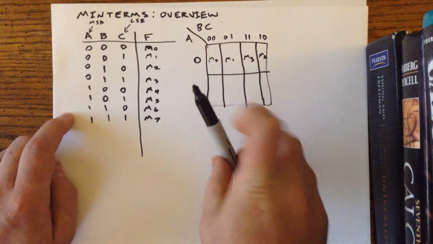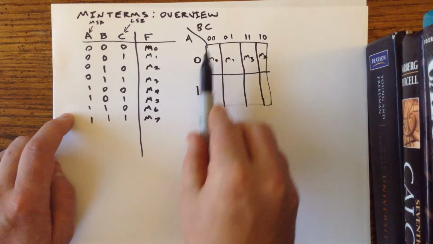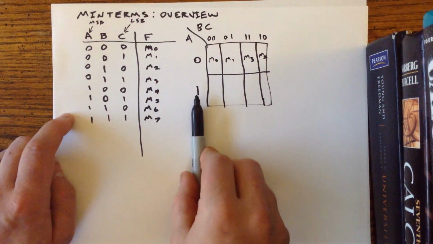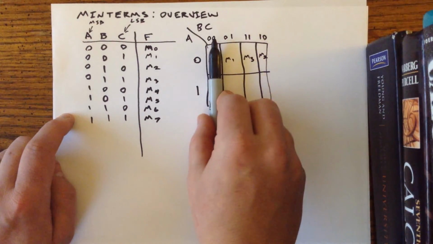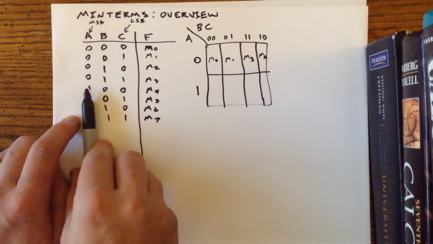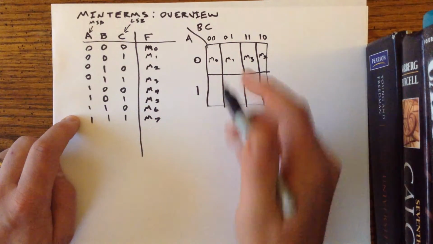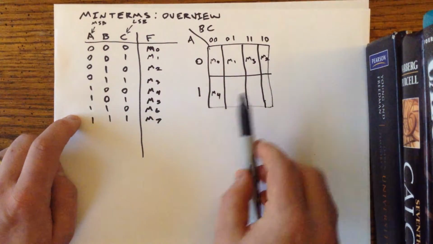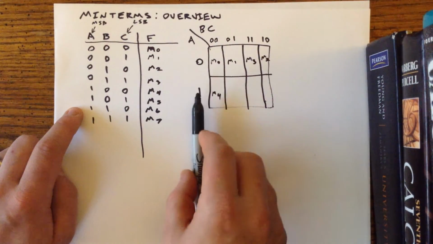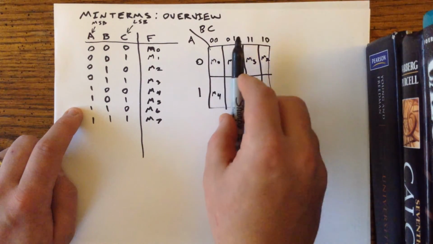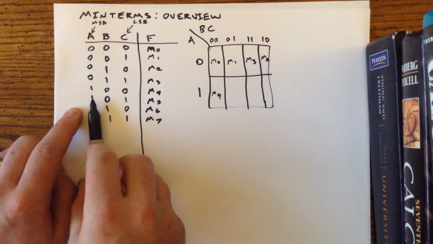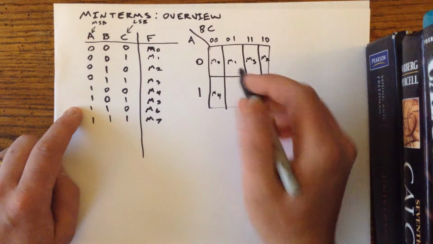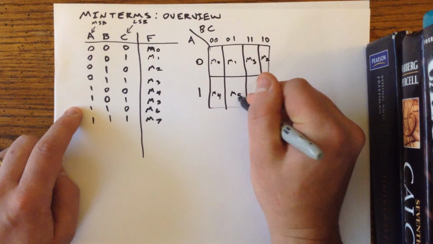Now let's go ahead and go to the second row. 1, 0, 0. So 1, 0, 0 corresponds to minterm 4. Now let's correspond to the next one. So let's go 1, 0, 1. So 1, 0, 1 means that this block here is minterm 5.